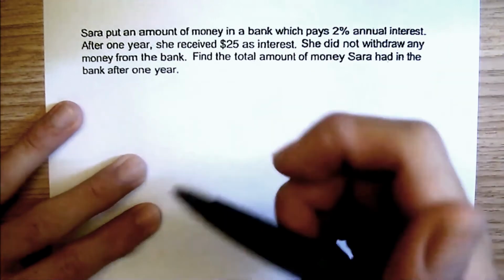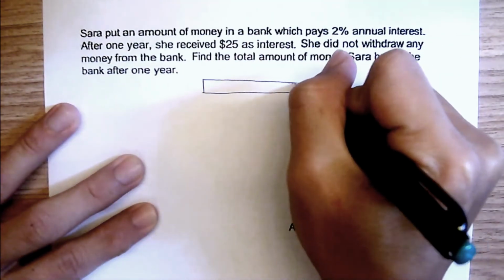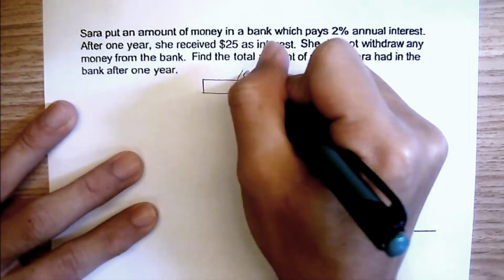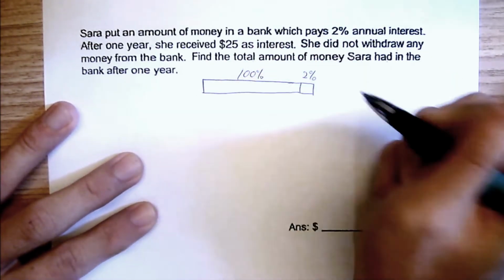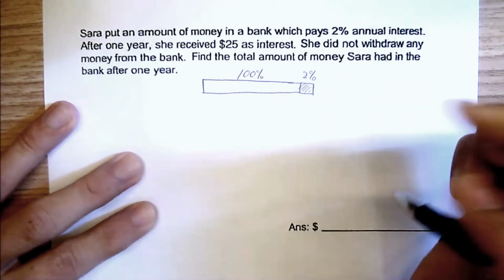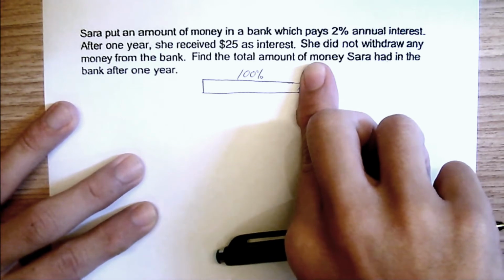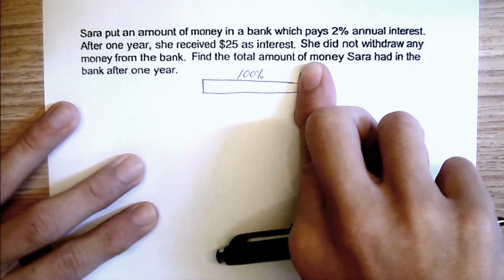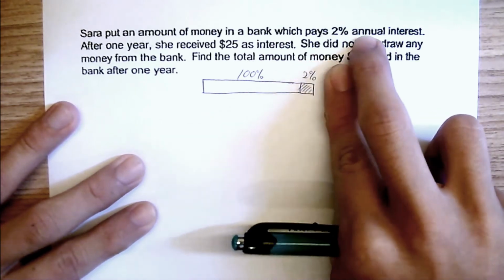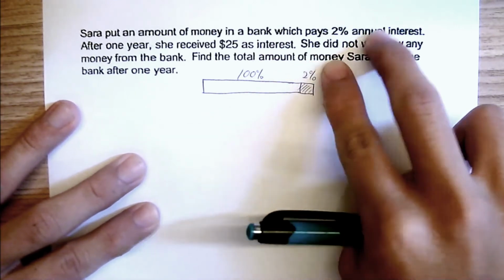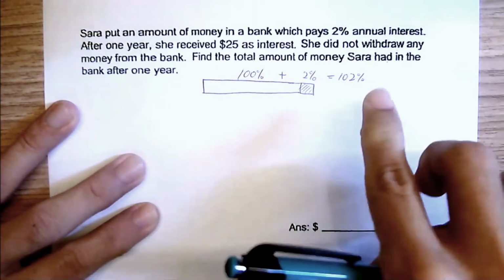If I have to draw a model for this, it will be very simple. You just draw one long bar of 100% first. This is the additional 2% of interest. This is after 1 year. So when Sarah first put in, Sarah only put in 100%. After 1 year, the bank paid 2% annual interest, which means that Sarah now has an additional 2%. So the total is 102% that she will get after 1 year.